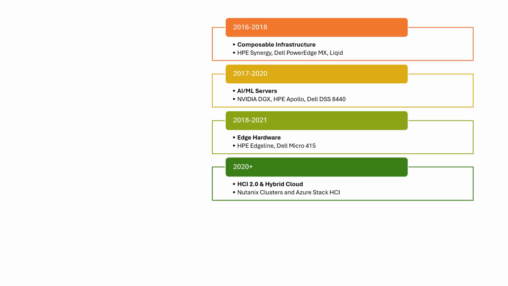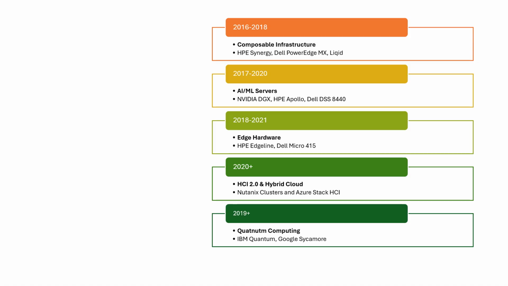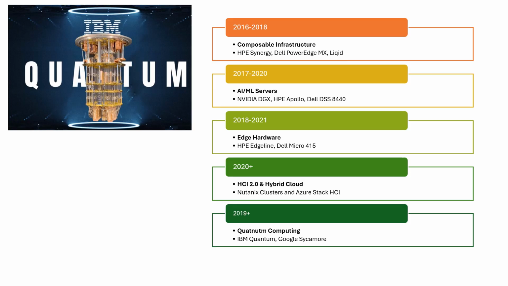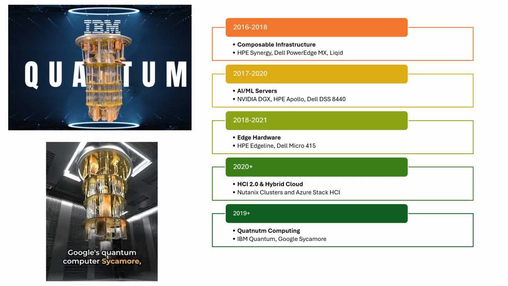And finally, a futuristic leap: quantum computing. Quantum computing is one of the most exciting emerging technologies. Since 2019, companies like IBM Quantum and Google Sycamore have been leading the way. Quantum computers are designed to solve problems that traditional computers can't or would take years to do.